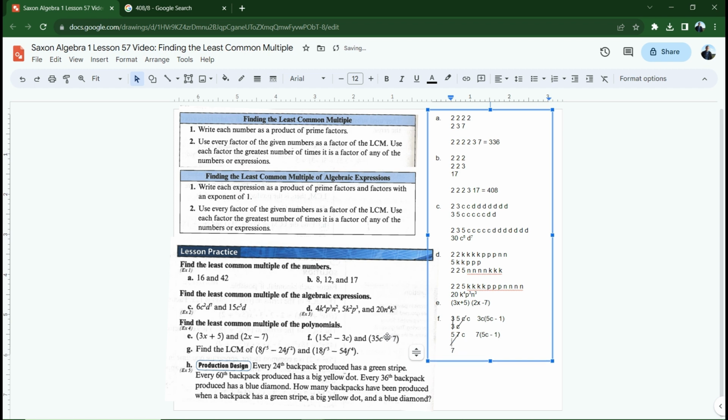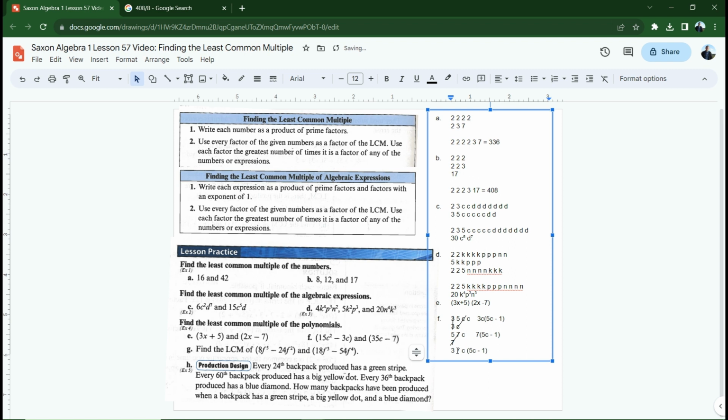What are my factors between these two numbers here? Well, if I look at my list of factors, I have 3. I have c. I have 5c minus 1 as a factor. So this is 3 times c times 5c minus 1. This one's 7 times 5c minus 1. So I have a 3 as a factor, a c as a factor, a 5c minus 1 as a factor, and then there's a 7. I'm going to list it right here because there's a 7 as a factor in the second one.